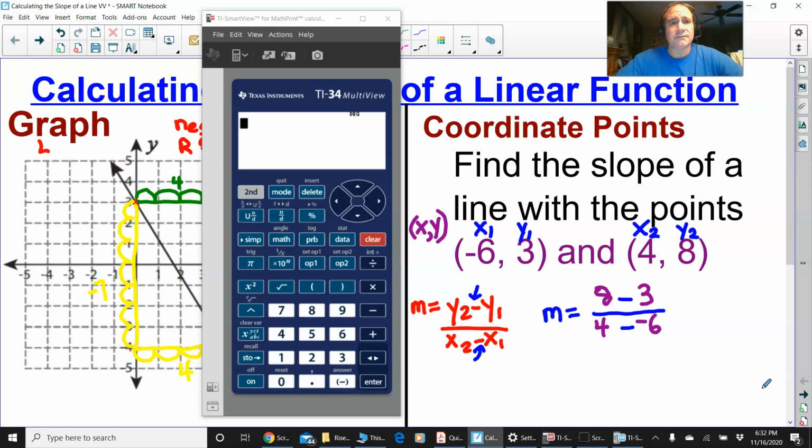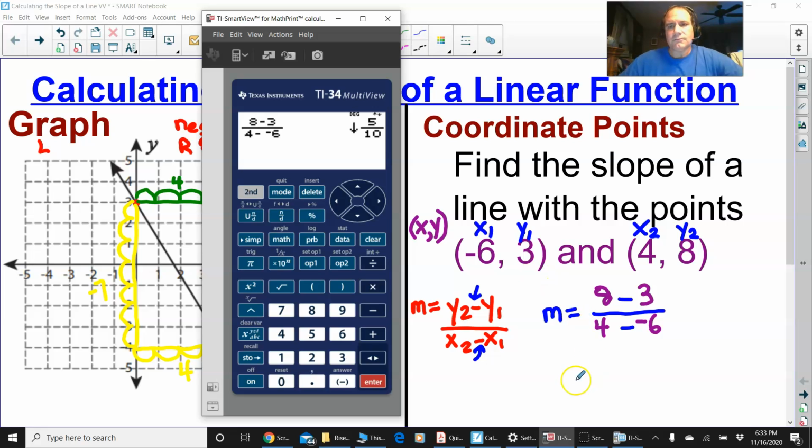Once I have my calculator up, I'm going to press this fraction symbol right there, that fraction button. It's going to bring up a numerator and denominator. The calculator is ready for you to input. So you have 8 minus 3 in your numerator, in the top part of your fraction. Then you're going to press down and you're going to put 4 minus a -6, and then press to the right just to get away from that fraction. Look at the fraction I have in my calculator. I have the same thing on my page. Then you press enter and you get 5/10.